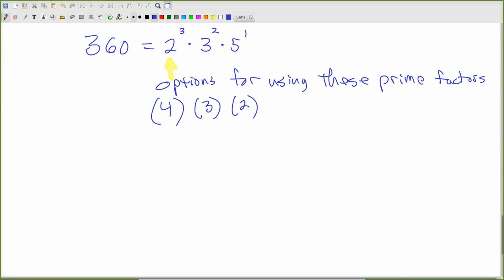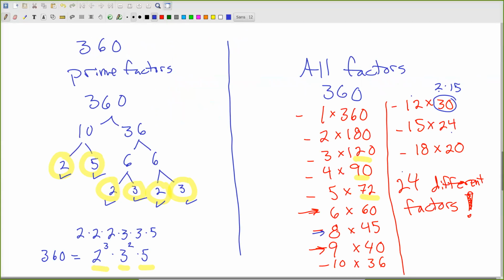So if I take 4 options times 3 options times 2 options, what does that give me? 4 times 3 times 2 on a good day is 24. Yeah, and how many different factors did we find? 24. 24 different factors. So it turns out there is a way to check. It's a little bit complicated as to why it works, but it works just because either the prime factor is there in the other factor or it's not. And then it depends on how many of them.